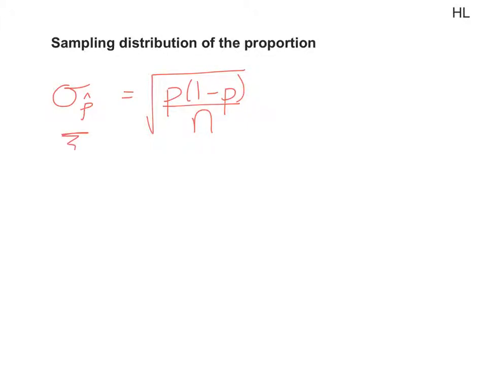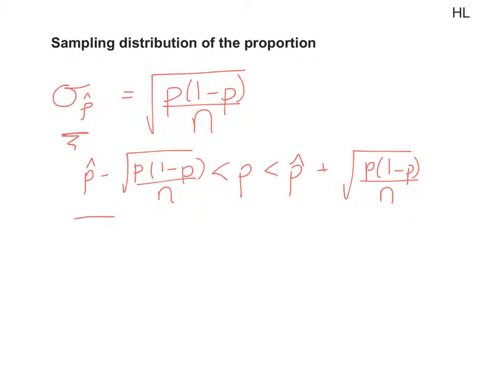Previously, we used the margin of error. This time, we are going to use the standard error, which is denoted sigma subscript p hat. The standard error of the sampling distribution of the proportion is given by the square root of p times 1 minus p, divided by n. Now, in our confidence interval for the population proportion, we will replace the margin of error with our standard error of the sampling distribution. And then we obtain this interval.